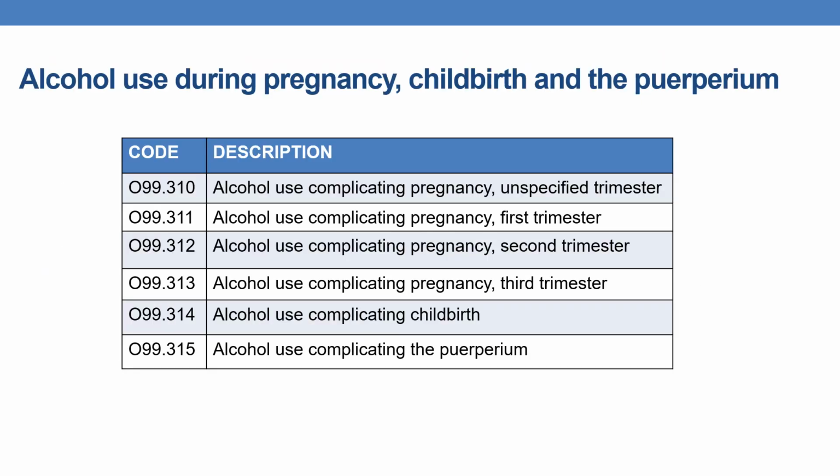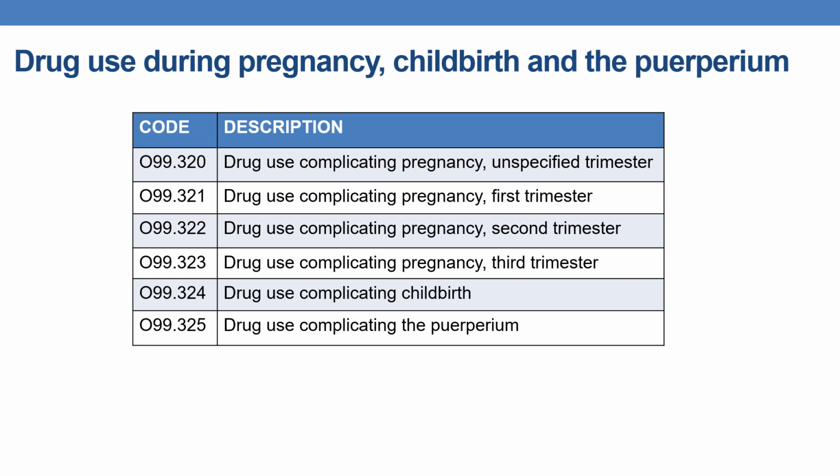Coming to the codes for alcohol use during pregnancy, childbirth and puerperium. The first code is O99.310. We know that O99.31 is used for alcohol use. And the 6th character 0 here, whether it is alcohol, tobacco or drug use, the 6th character is common. So let us have a look. The 6th character 0 indicates unspecified trimester. 6th character 1 indicates first trimester. 2 indicates second trimester. 3 indicates third trimester. 4 indicates complicating childbirth. And 5 indicates complicating puerperium.